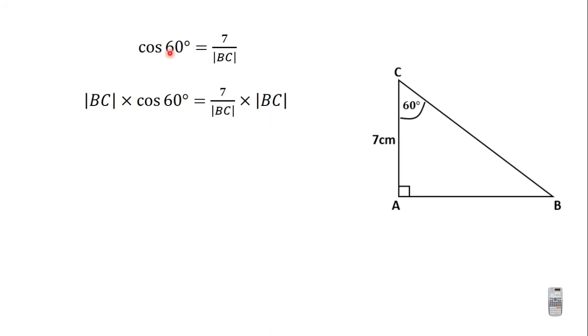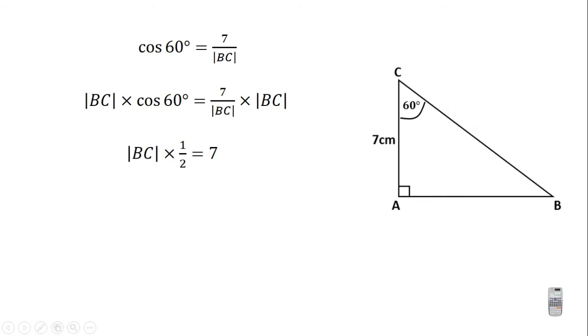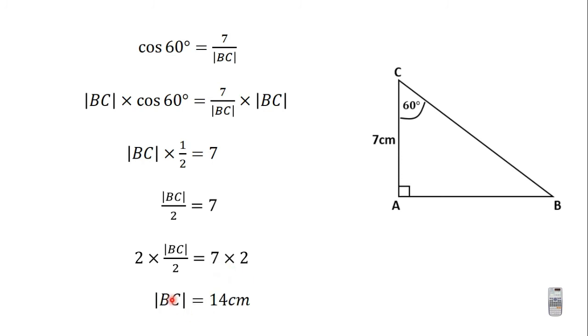Okay, so I'll multiply the left hand side by BC, and the right hand side by BC. So this BC and this BC will cancel. So you have BC times cos 60. You find cos 60 on your calculator. You press cos, then you press 60, you close the bracket, and that will give us 1/2. So cos 60 is 1/2. BC times 1 is BC, so BC divided by 2 equals 7. You multiply the left hand side by 2, the right hand side by 2. 2 will cancel 2. 7 times 2 will give us 14. So it means that the length of BC is equal to 14 centimeters.